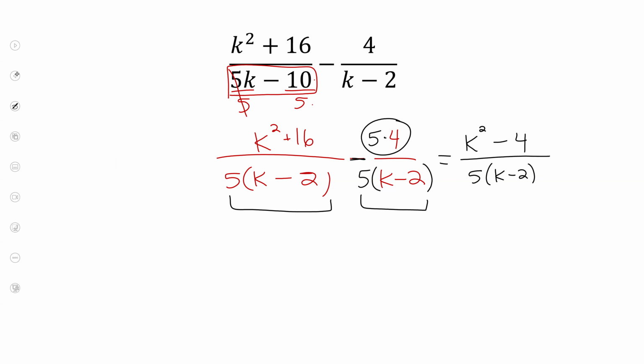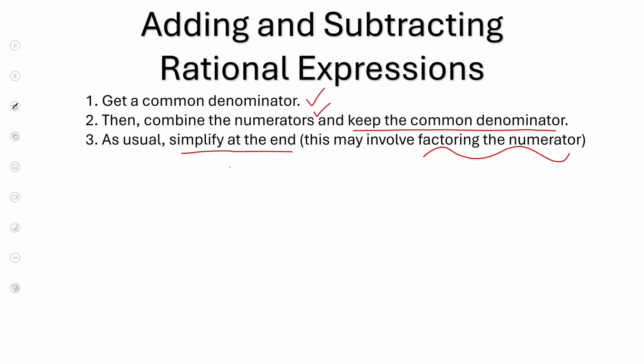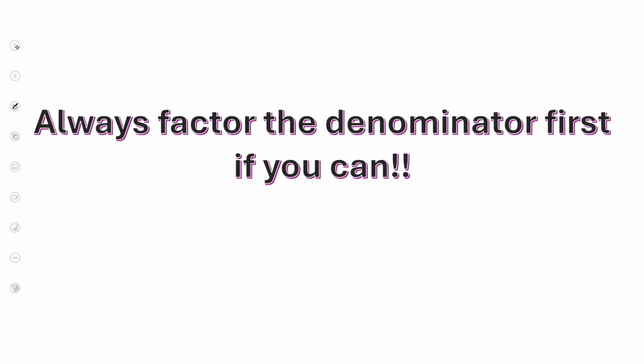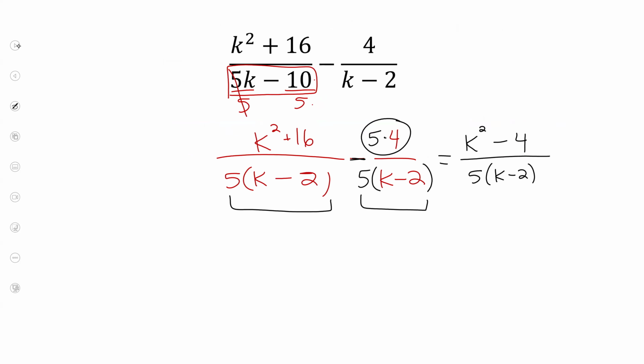Now, remember, you always need to simplify at the end. This may involve factoring the numerator. So in the end, you might need to factor the numerator. Well, if I wanted to factor the numerator, it would be k minus 2 times k plus 2 all over the common denominator. Now notice, those cancel out, so my final answer is k plus 2 divided by 5.